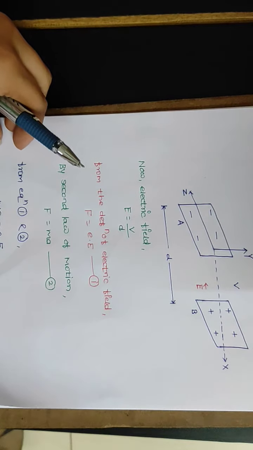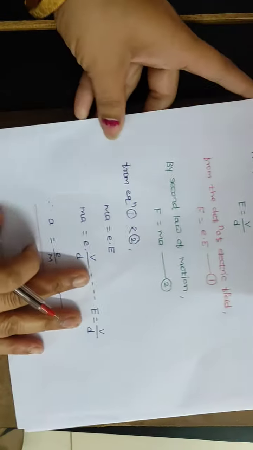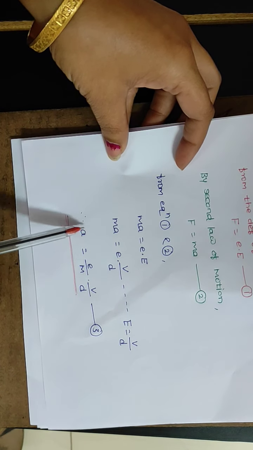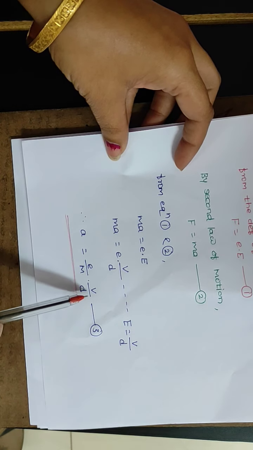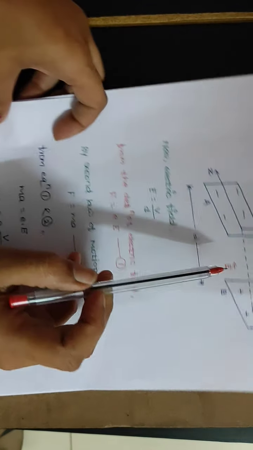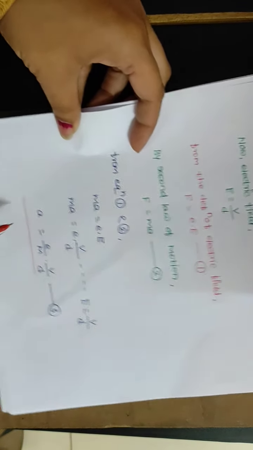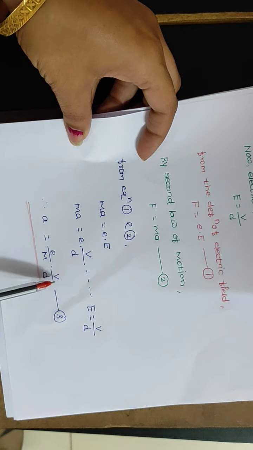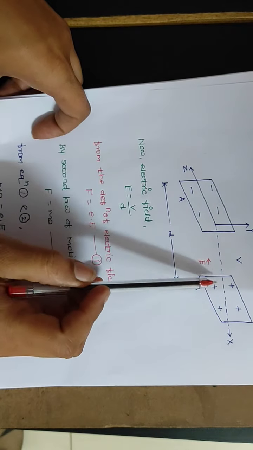From this equation we can say that the acceleration of an electron is proportional to the potential difference applied between the two plates. Understood?